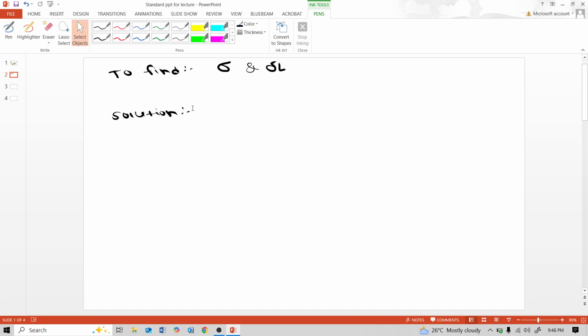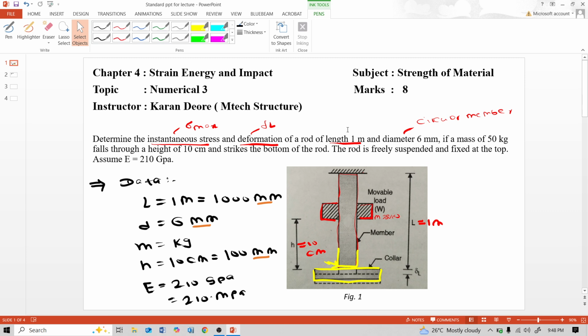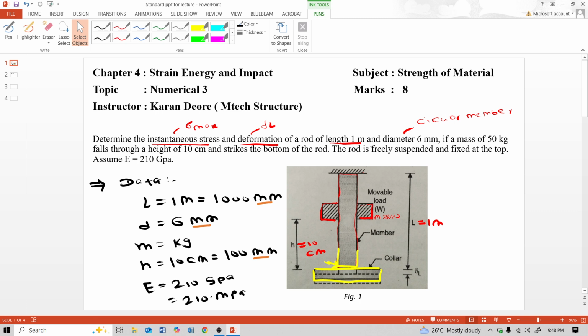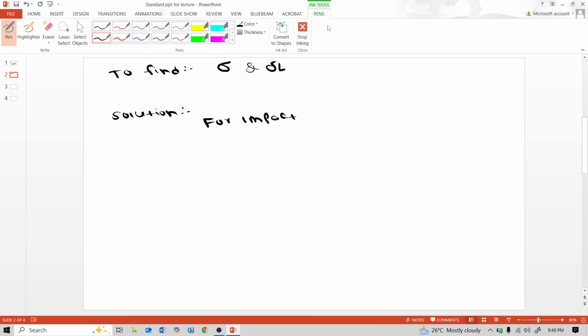So first of all, don't be afraid of this type of numericals. These are very straightforward numericals. Only understanding is important. So the instantaneous stress formula for impact load. Right here, this word impact, see here, they have given us the word impact. Determine the instantaneous stress and deformation of a rod 1 meter, 50 kg falls, load strikes at the bottom. This is an impact type of load.